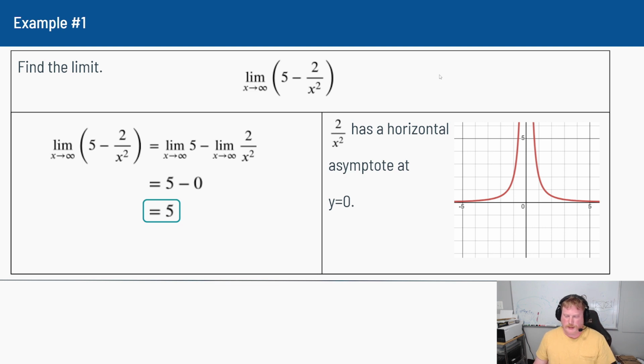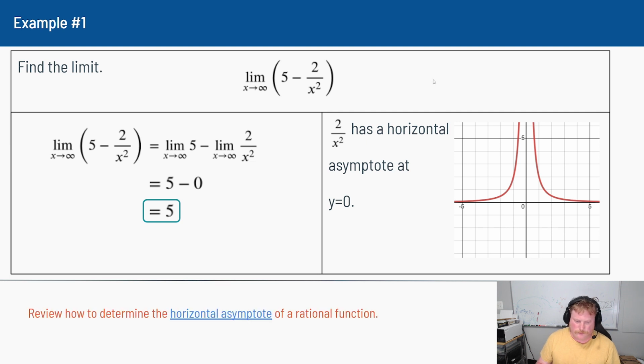So again, just an explanation about the rational function part. The function 2 over x squared has a horizontal asymptote at y equals 0. So as x goes to infinity, that part of the function approaches 0. If you need a refresher on how to determine horizontal asymptotes, I've linked a quick YouTube video. It's about 10 minutes long, and you can check that out to get a refresher about how to determine horizontal asymptotes for rational functions. It's a really important skill that you're going to use a lot in this class.